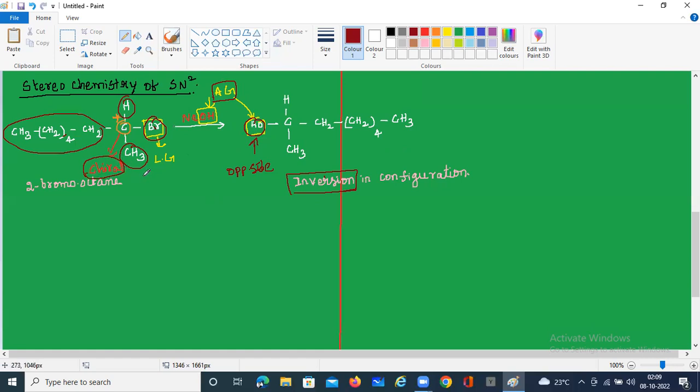Okay na? So this optically active halide, in which the halogen atom is bonded to a chiral carbon, can lead to the formation of only one stereomer. ఒకటే ఒక స్టీరియోమర్ మాత్రం ఫామ్ అవుతుంది. Forms only one stereomer.